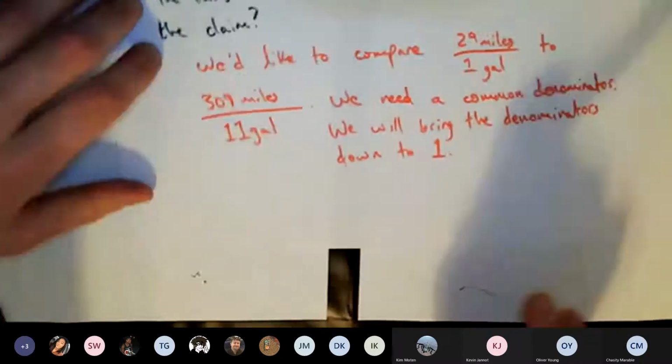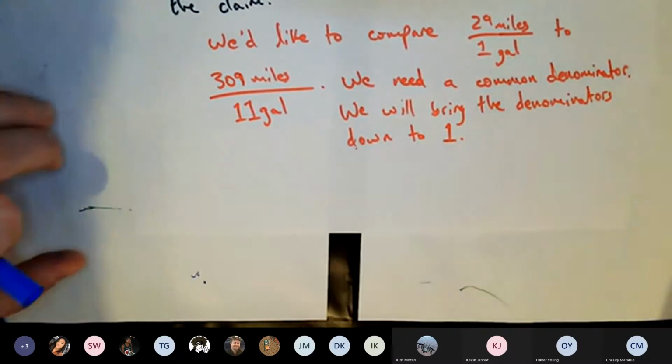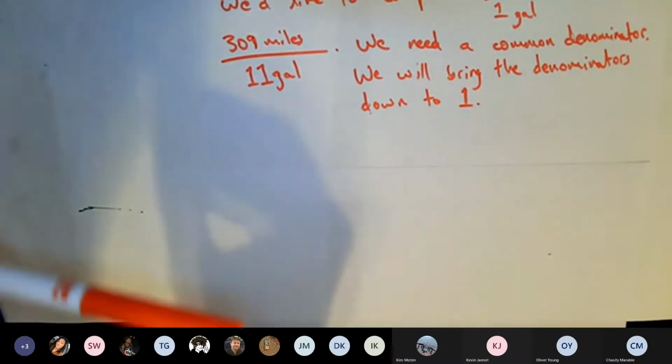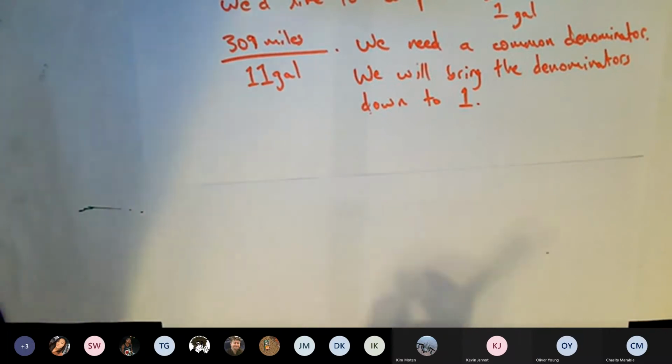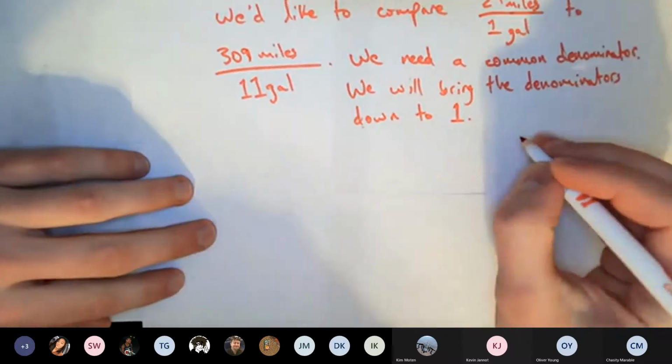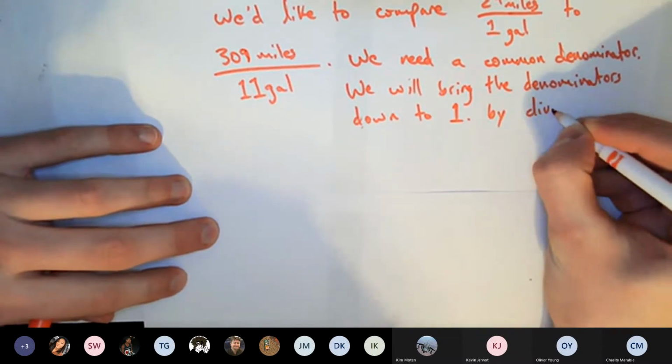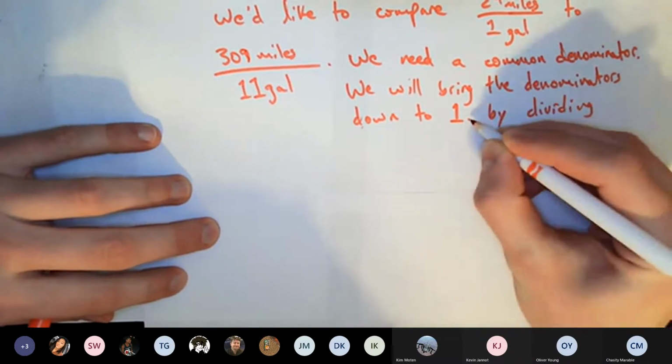How do we get this one there? Well, just divide. In fact, I'll tack that on right here. We will bring the denominators down to 1 by dividing. And what do I mean by that?